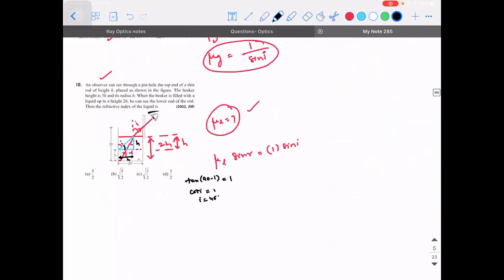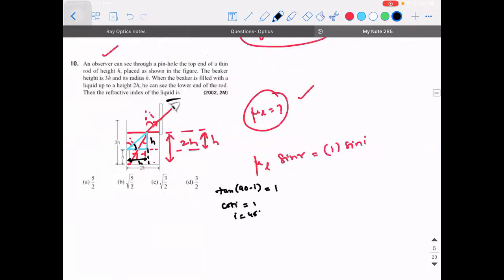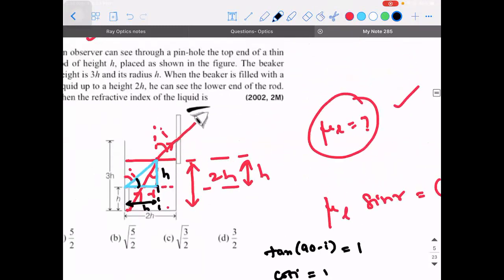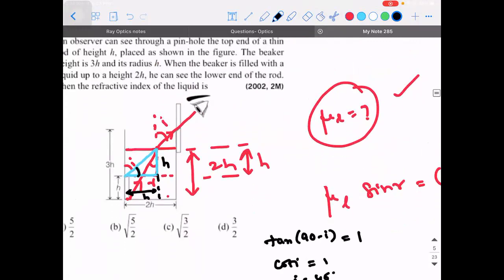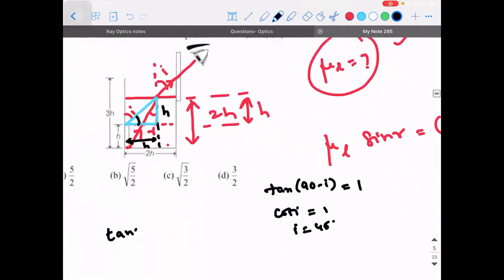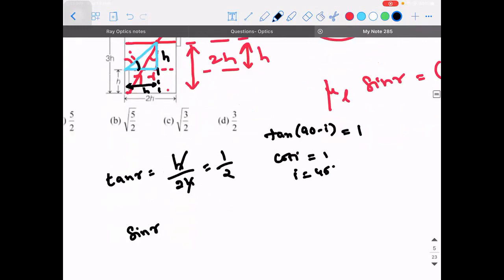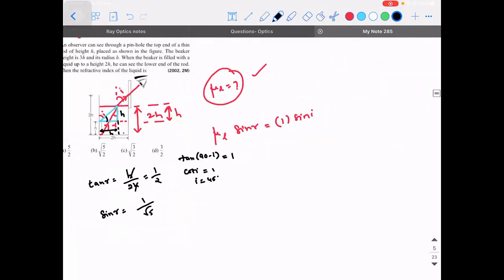If I is 45, R we don't know yet. So for R, what we can do is again drop a perpendicular. So how to find R? Tan R is equal to h by 2h, cancel it, 1 by 2. Then what will sin R be? 1 divided by root 5. So take it and substitute it.